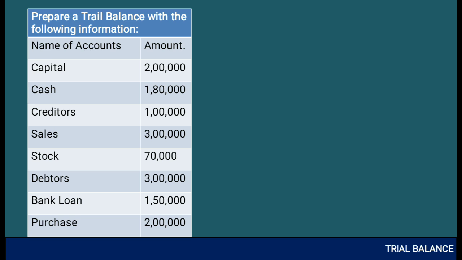So if you have cleared your concept and remembered that previous table or chart, then easily we can solve any kind of question. When you prepare a trial balance, we have to prepare a proper format, and that is, first we can write the serial number, then the name of accounts, then the debit balance and the credit balance.